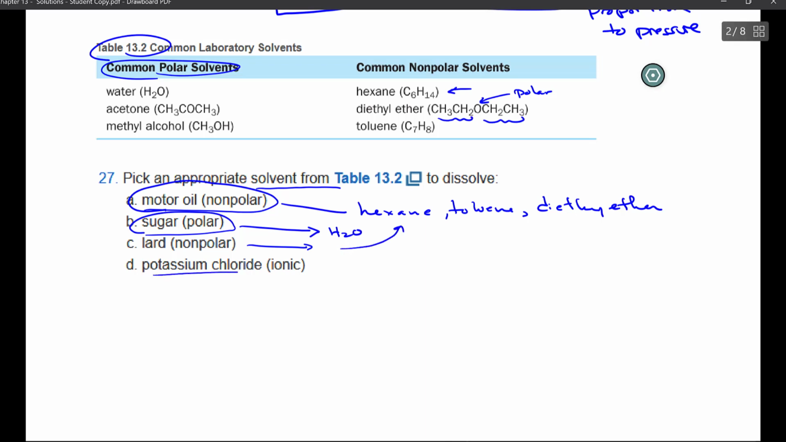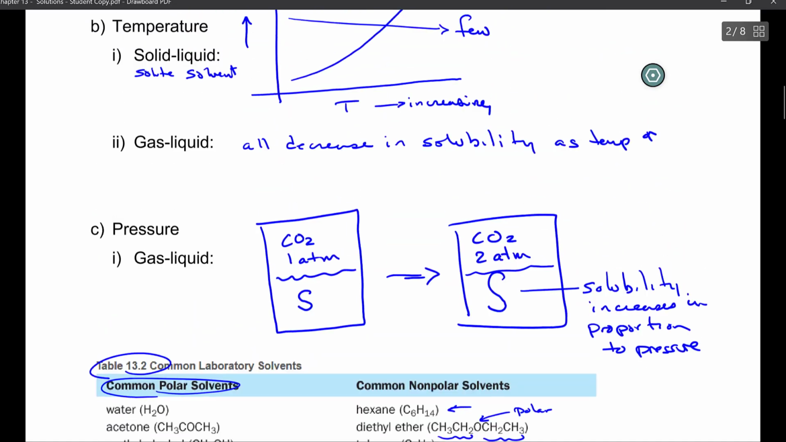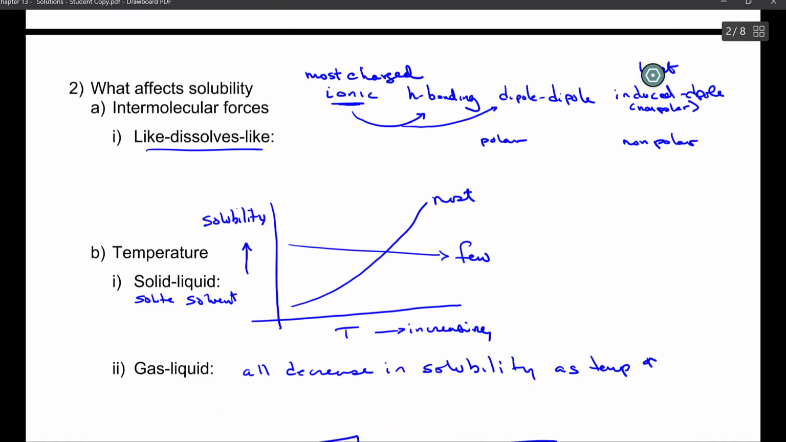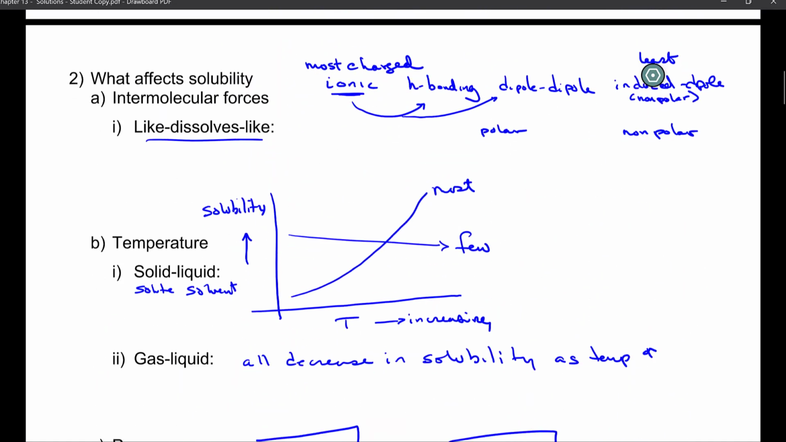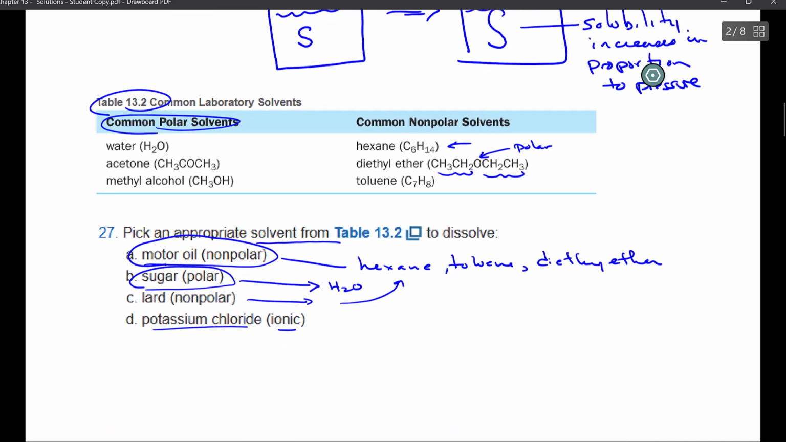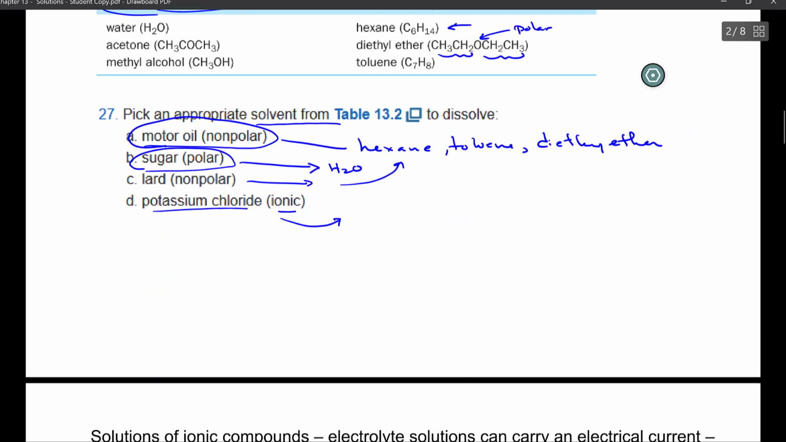And then potassium chloride is ionic, and remember in our scale, ionic is closer to polar and hydrogen bonding. So potassium chloride would most likely be most soluble in water. If you remember, water is a hydrogen bonding solvent. So that's probably the best choice out of that list. Acetone, you can't dissolve very much acetone, but in methyl alcohol you might be able to dissolve a little bit more because it's also a very hydrogen bonding solvent.